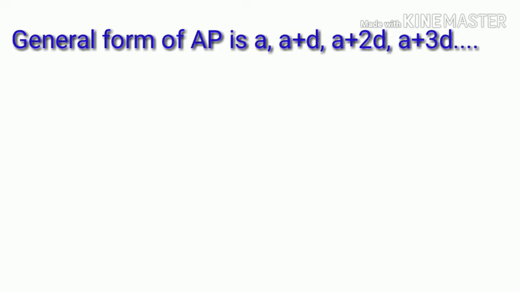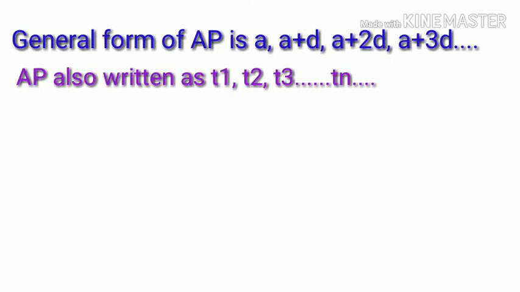A is called the first term, and since we know the difference between two consecutive numbers is D, the second term would be A plus D. So if the second term is A plus D, the third term would be A plus 2D, because you would be adding D twice. If you have A plus D and then you add the difference again, the third term becomes A plus 2D.